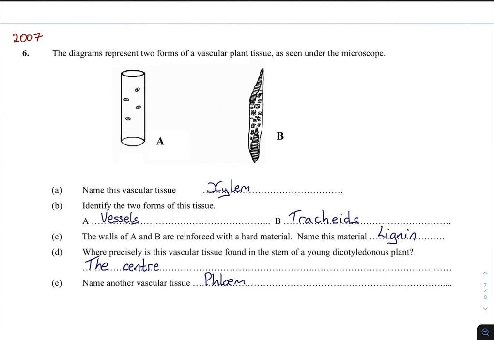Where precisely is this found in a young stem of a dicotyledonous plant? Okay, so again, I'm not reading the question correctly there. It said stem. So it doesn't have to be the centre there. That's if it was a root. It'd be scattered. A ring shape, I should say. So a ring shape. And the reason it's in a ring shape is because if you read it, it says a dicot. Ring shape, okay? And name another vascular tissue, and that's phloem.